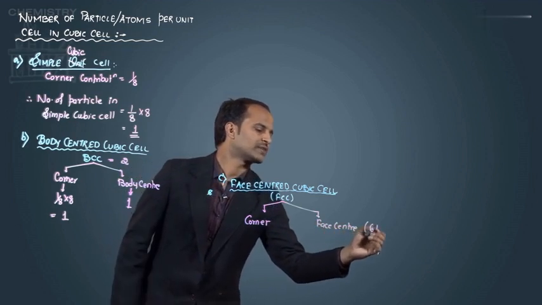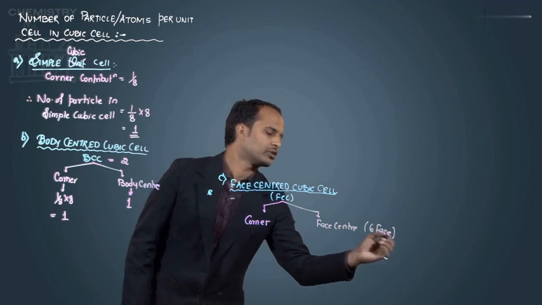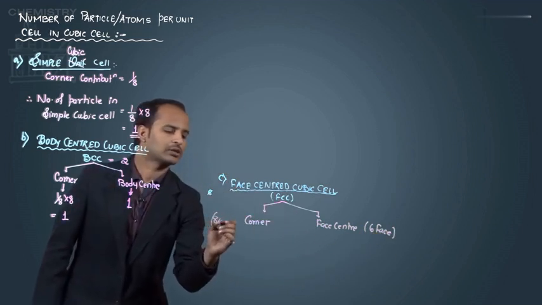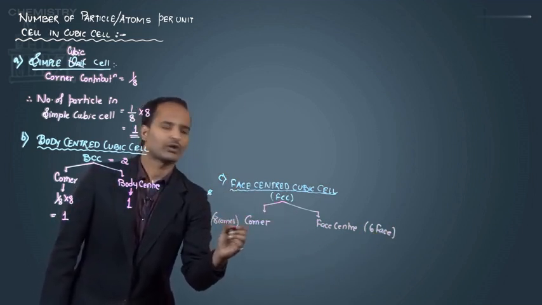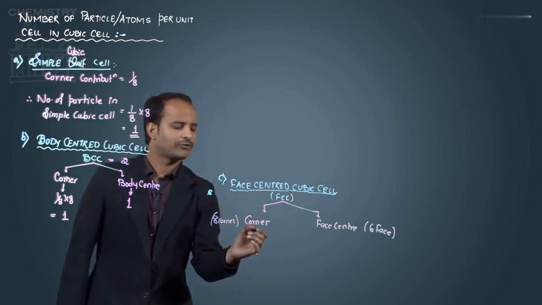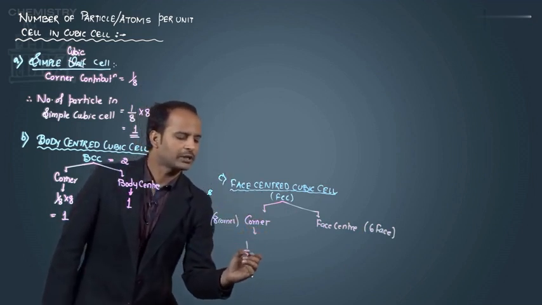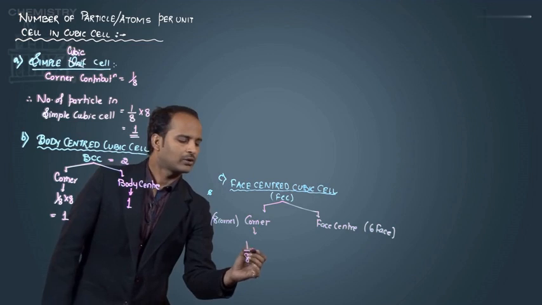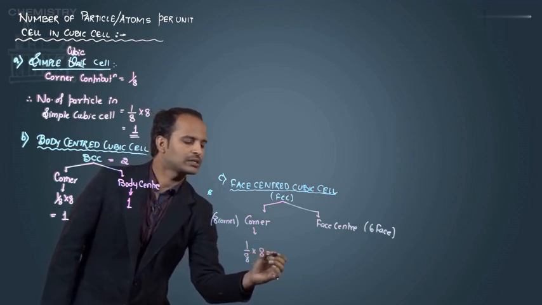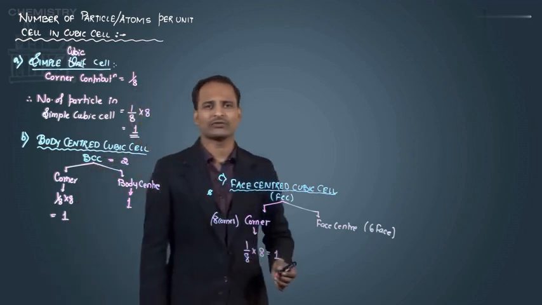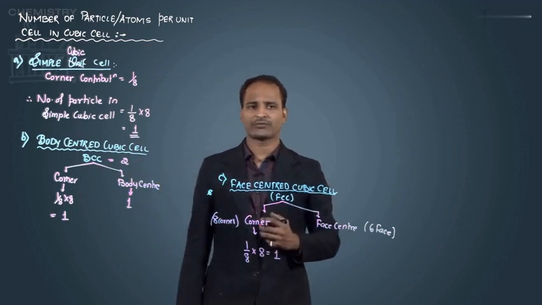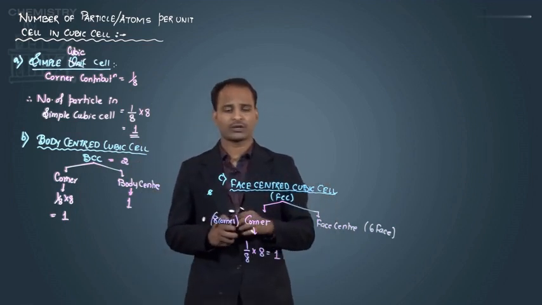There are a total of 6 faces in a cubic cell, and there are a total of 8 corners. Again, the story of the corner particle is the same. That means from every corner you will get 1/8 particle, that is 1/8 part, and a total of 8 corners are there. So from the corners we are getting 1 particle, that is 1 atom or 1 sphere from 8 corners.